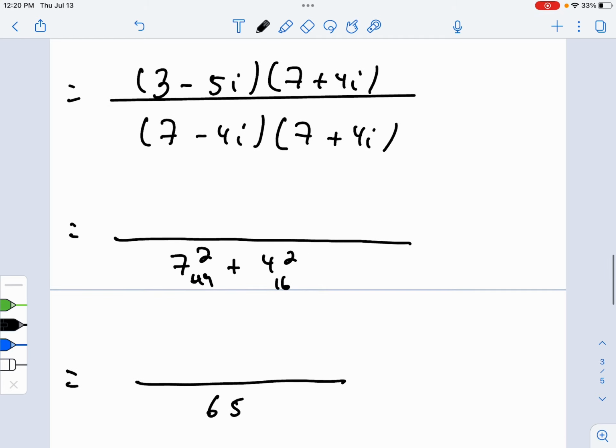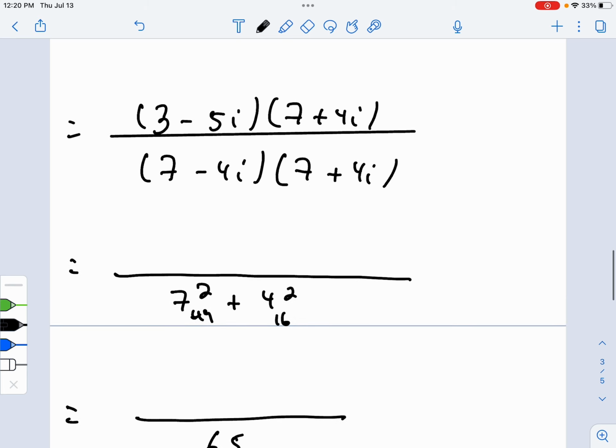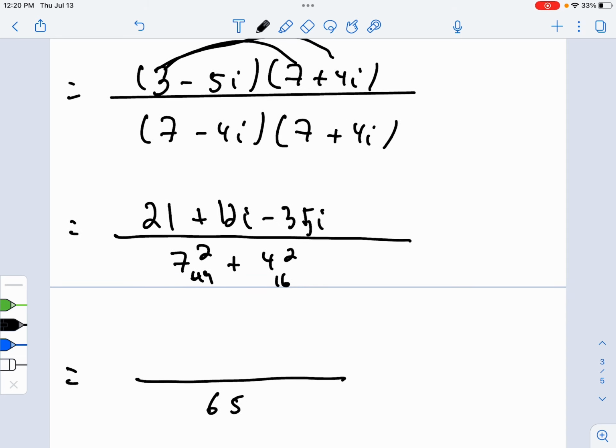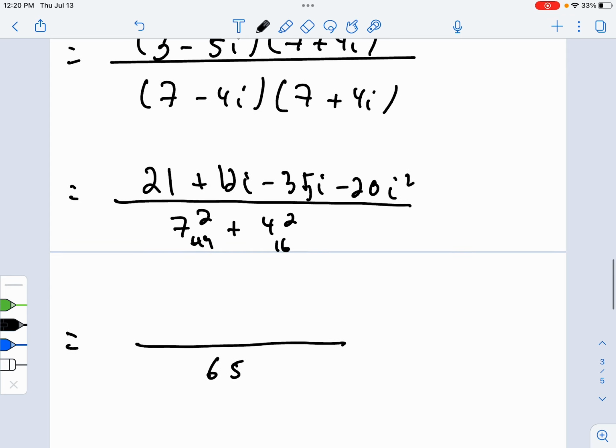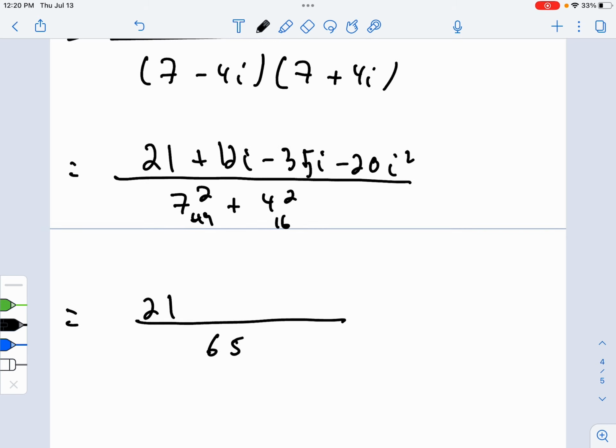Now for the numerator, we have to do a little more work. Here you have to actually FOIL. 3 times 7 is 21. 3 times 4i is 12i. Minus 5i times 7 is minus 35i. Minus 5i times 4i is minus 20i squared. So we get 21 plus 12i minus 35i, which makes a minus 23i.